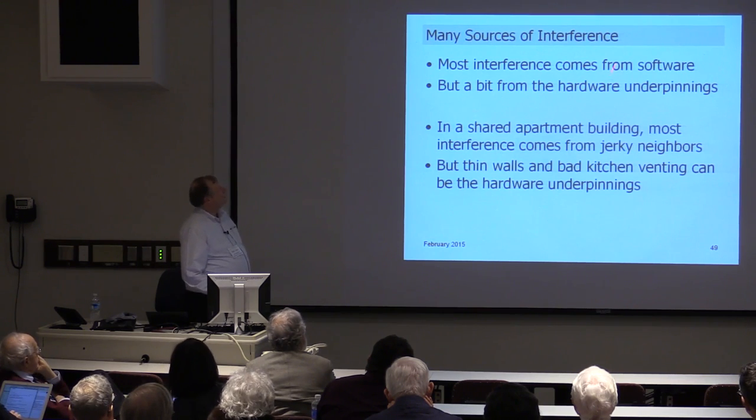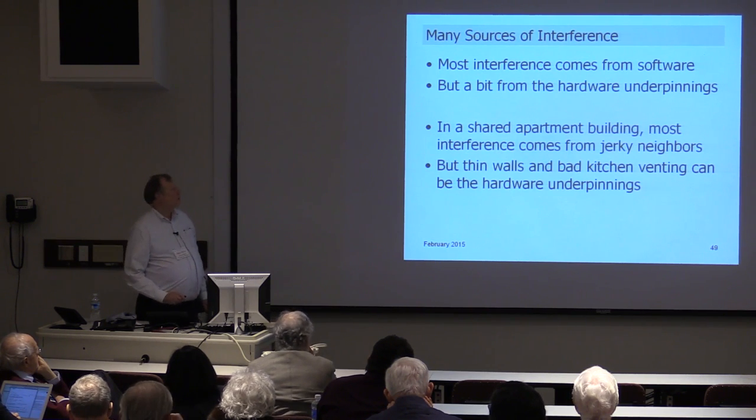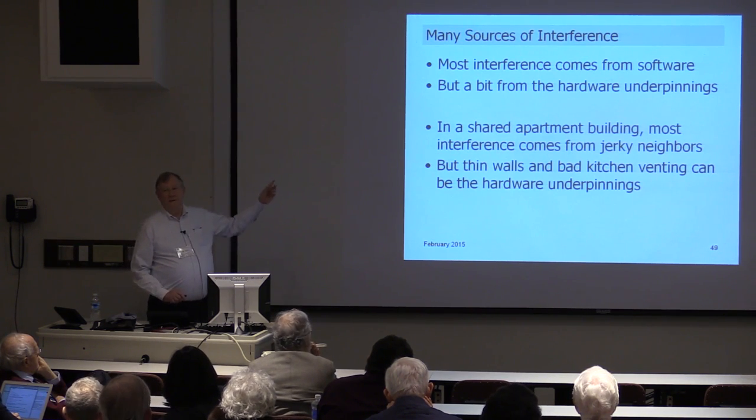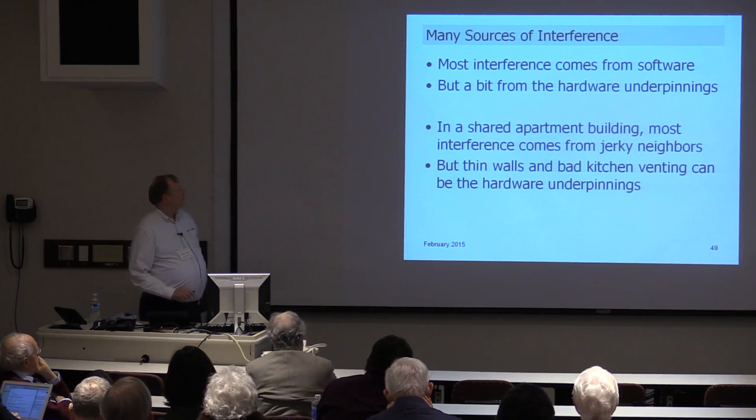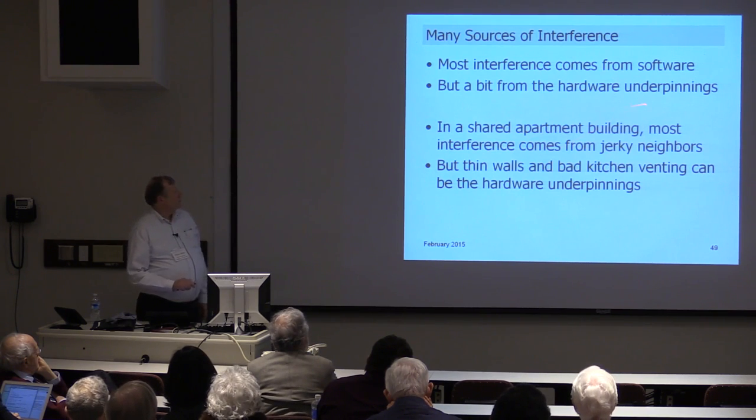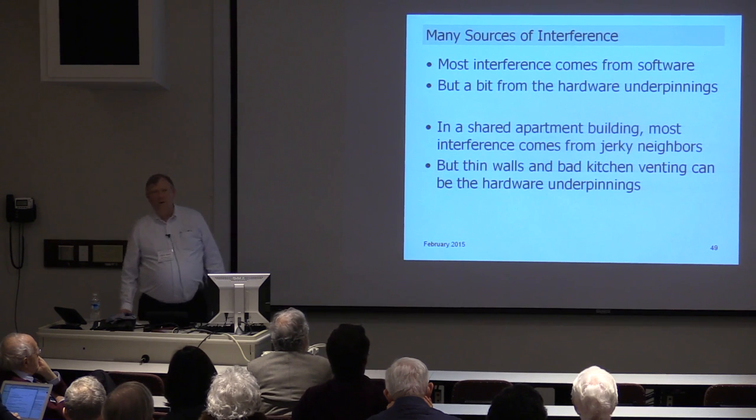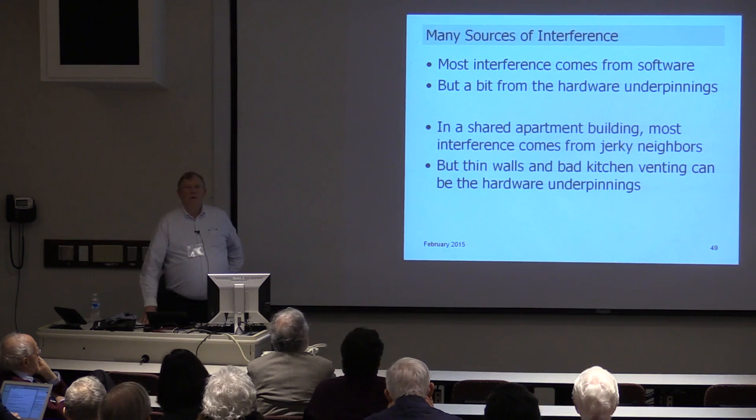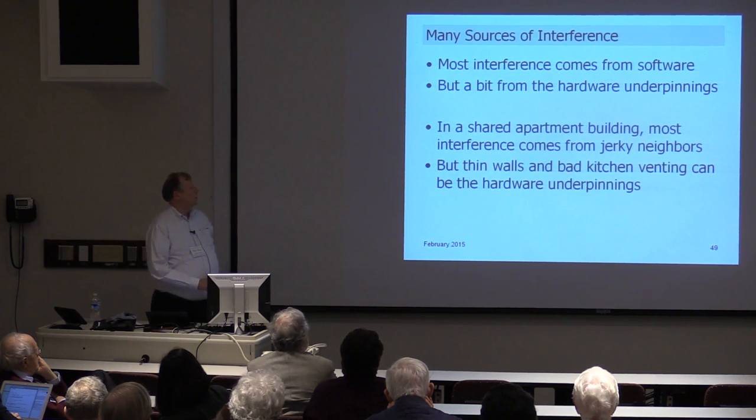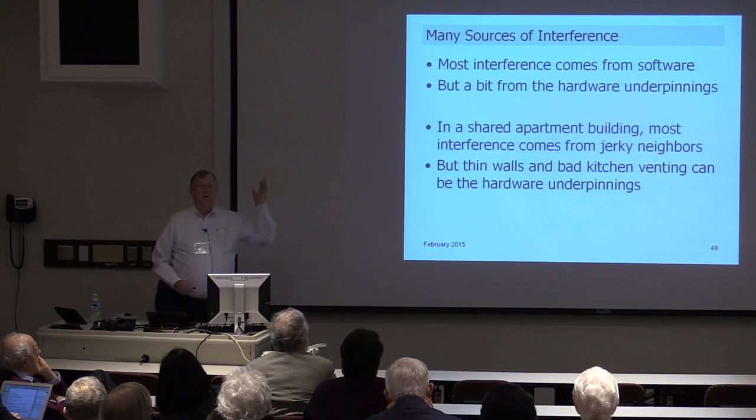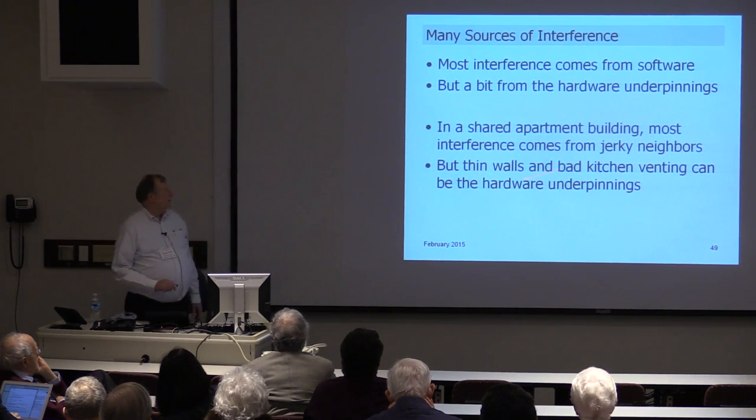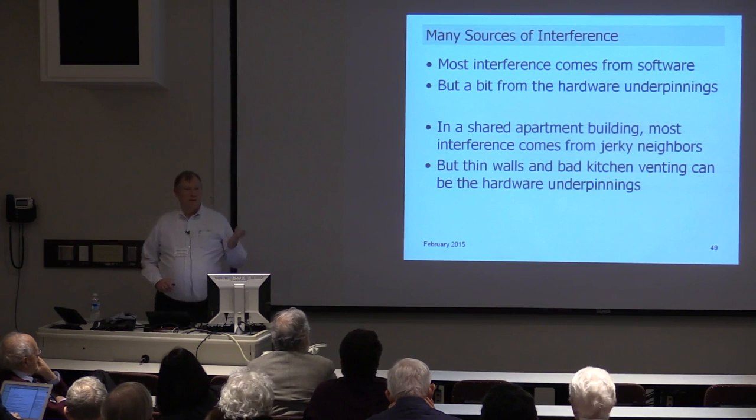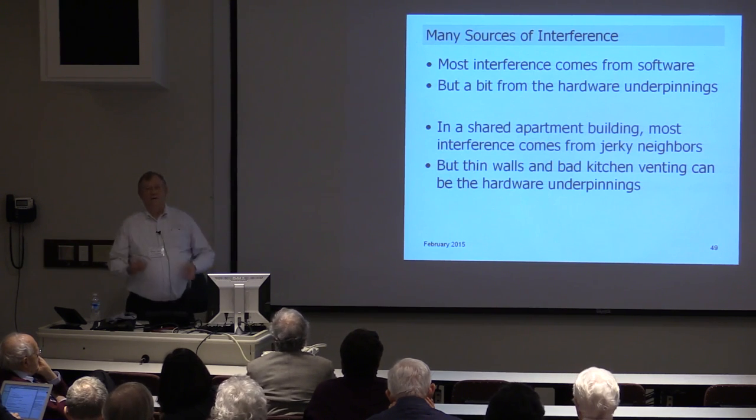So most interference comes from software, but a little bit comes from hardware, and I'm going to talk for the rest of this isolation section on hardware underpinnings. We'll come back to the software in the last section. Some of you, I'm sure, have dealt with awkward neighbors in shared apartment buildings. The hardware analogy would be living in an apartment that has particularly thin walls or bad kitchen venting, and your neighbors cook cabbage or whatever, and it's unpleasant. It interferes with your life.